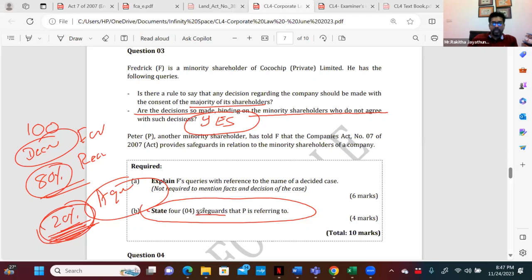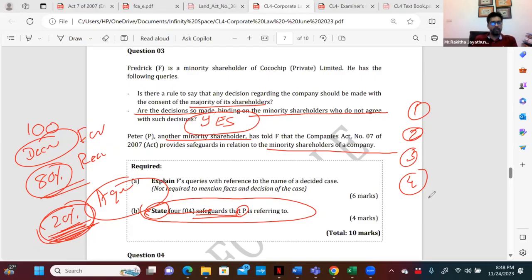State 4 protections or 4 safeguards that P, another minority shareholder, has. What is his query? I'm a minority shareholder. Is there any protection in relation to the minority shareholders of the company? Yes. State 4. Do you have to explain them? Do you have to elaborate them? No. 1, 2, 3, and 4. That is all you have to mention. Do you need now here 4 marks? That means basically 7.2 minutes. Do you need 7.2 minutes to write 4 answers?